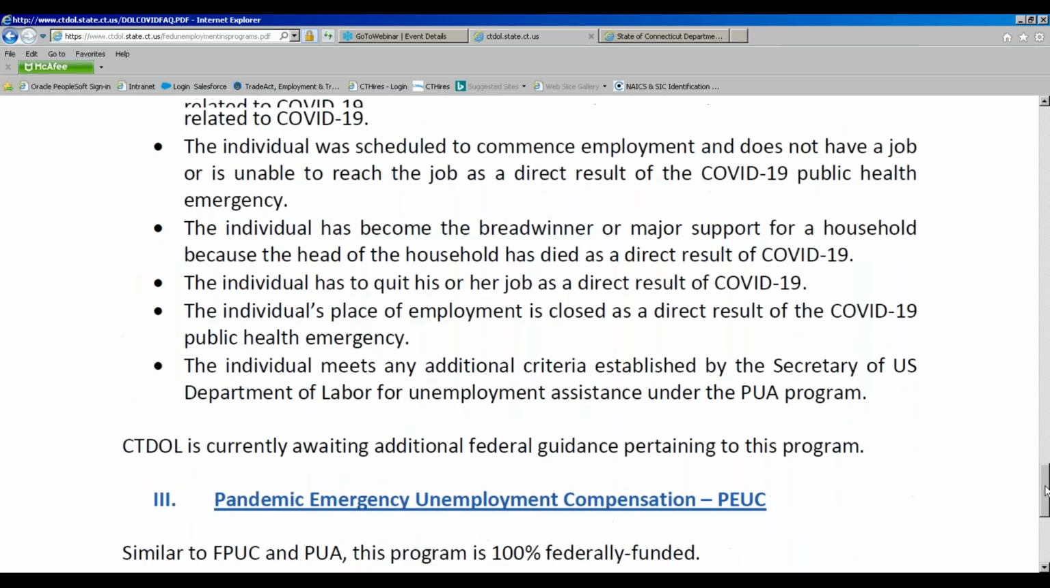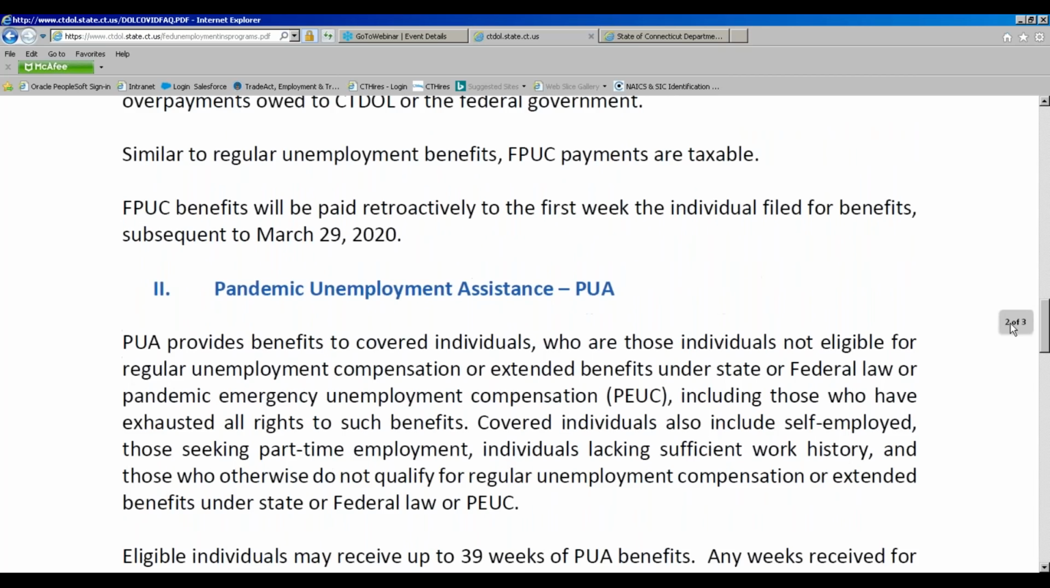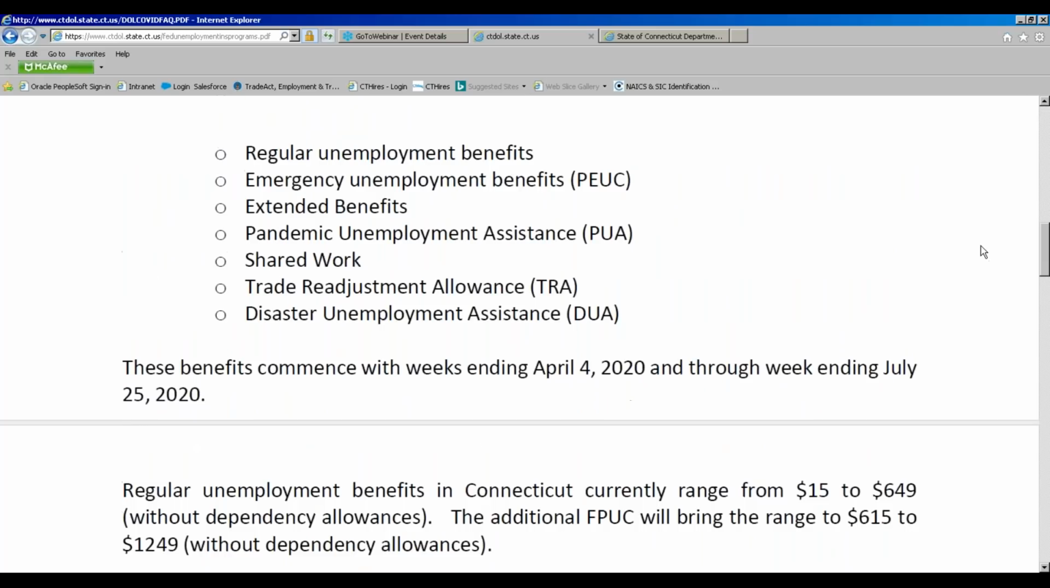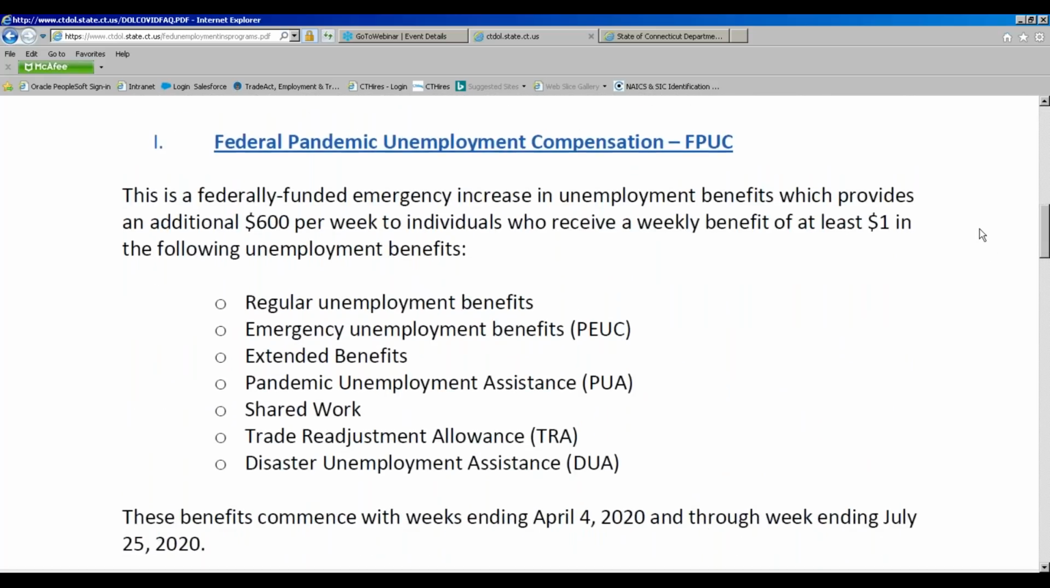But once this program goes live and you're entitled to this payment, you may see that you were paid for the most current week of the stimulus payment. Shortly thereafter, once that first payment goes out, the Department of Labor will retroactively pay any previous weeks that you may have, starting with the week ending April 4th.